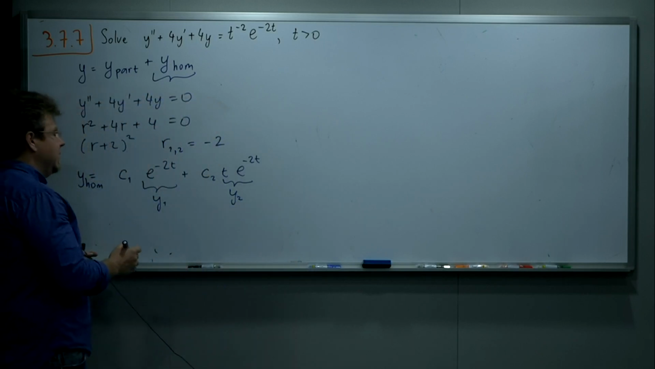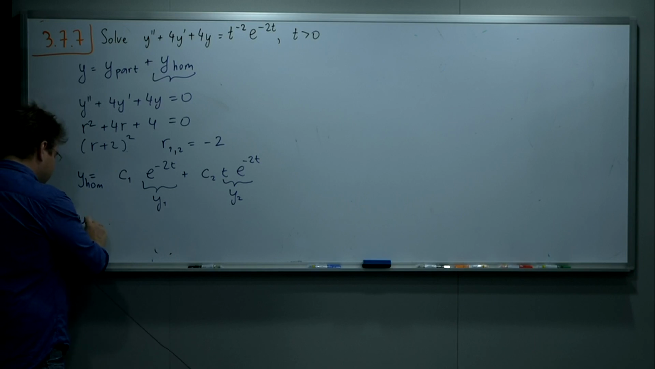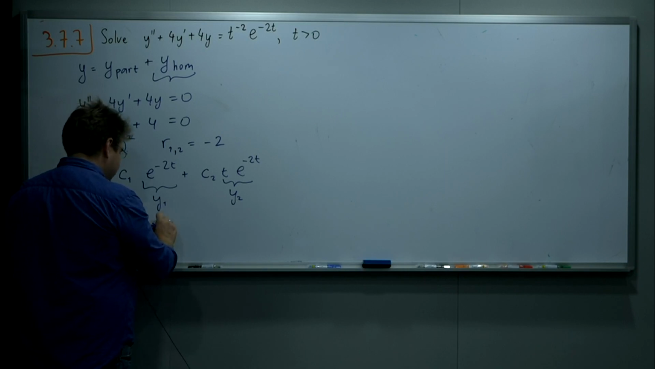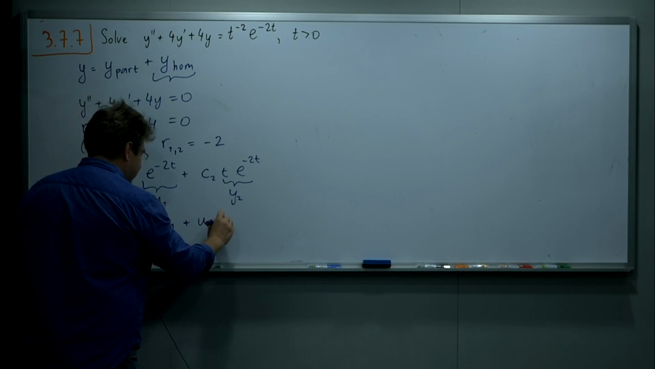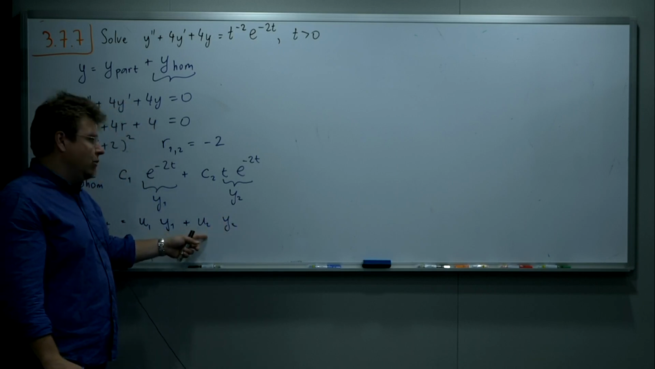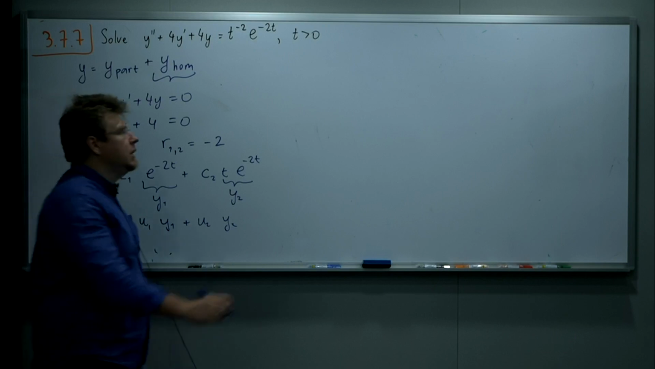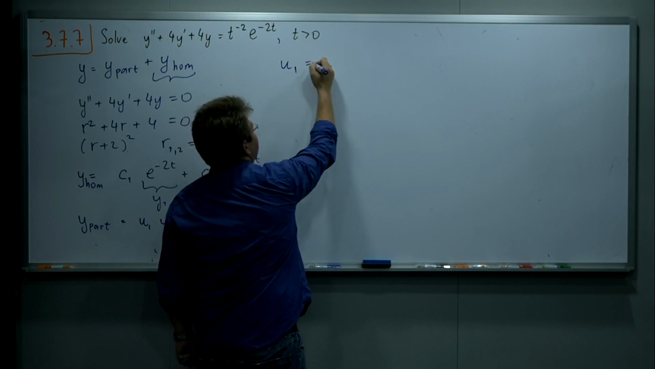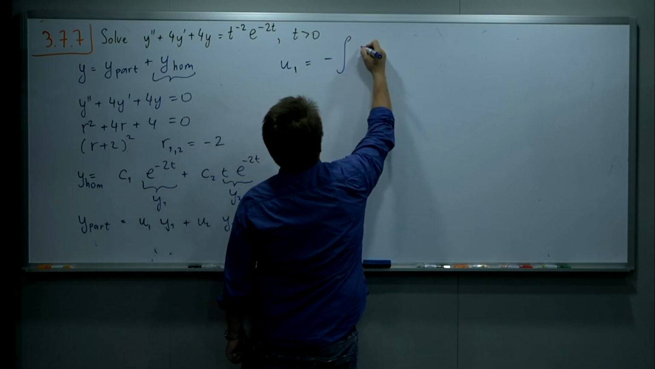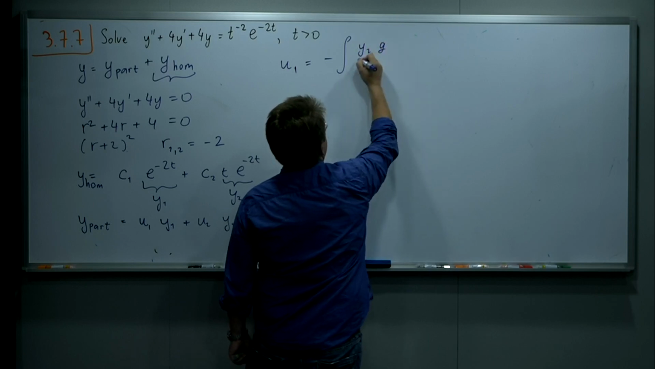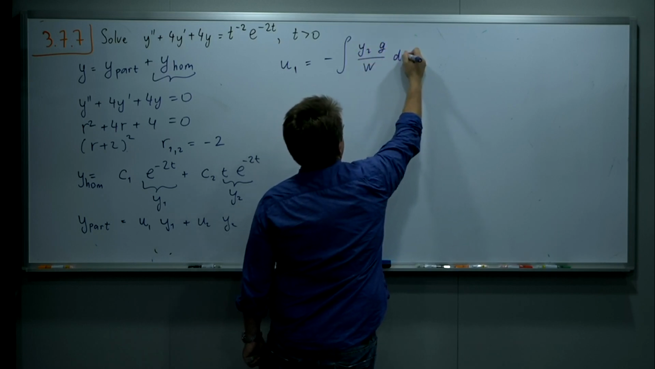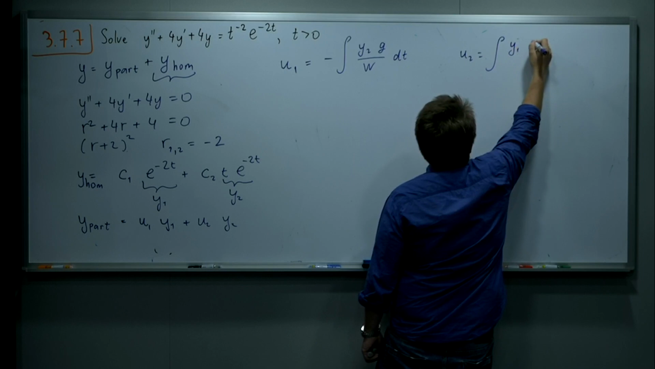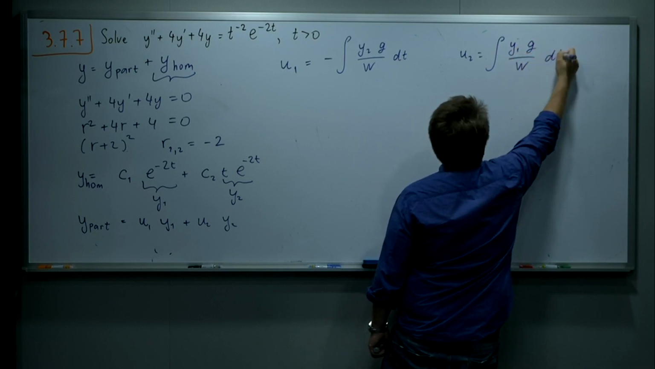And the end result in variation of parameters is that the particular solution is going to be u1 times y1 plus u2 times y2, where this u1 and u2 are now functions of t that can be calculated according to this formula. u1 is going to be minus the integral of y2 times g over the Wronskian, and u2 is going to be the integral of y1 g over the Wronskian dt.